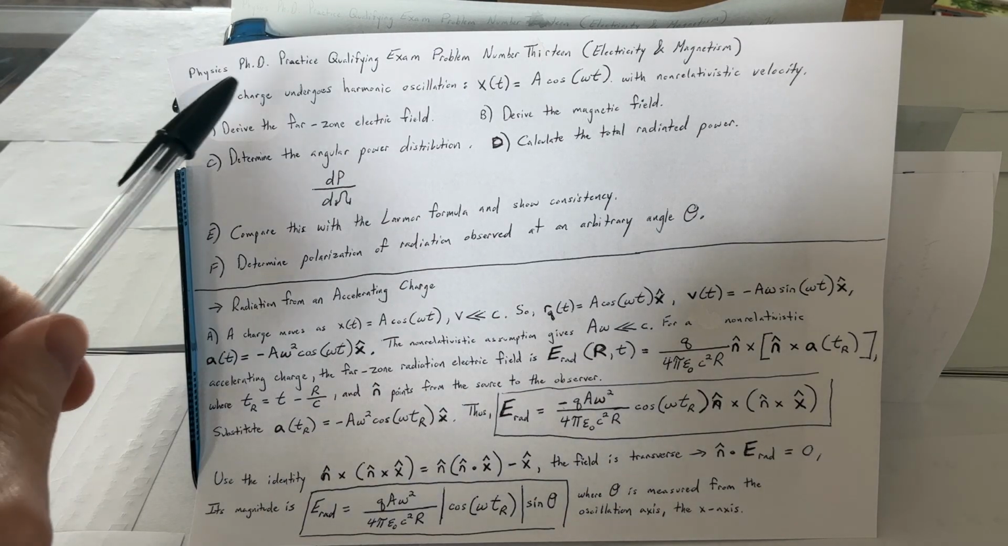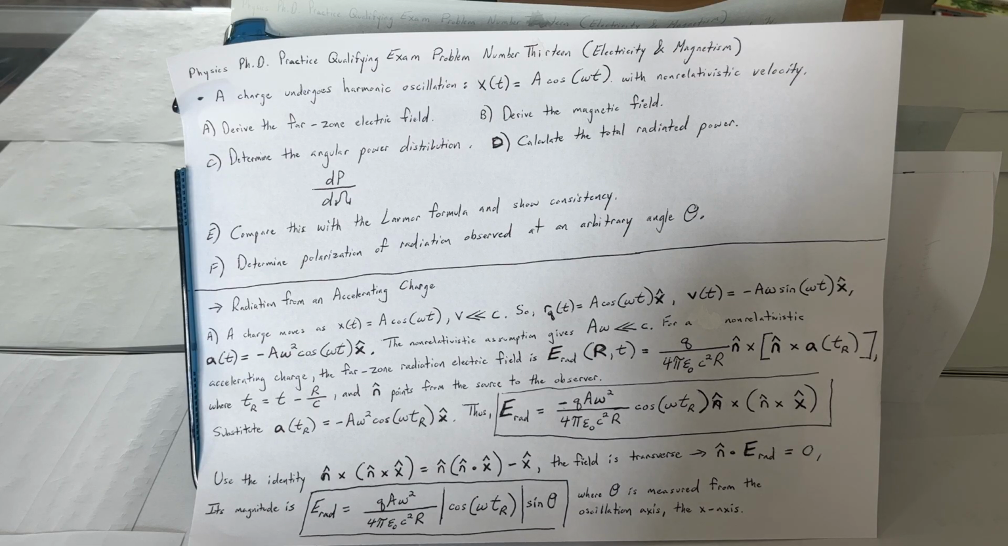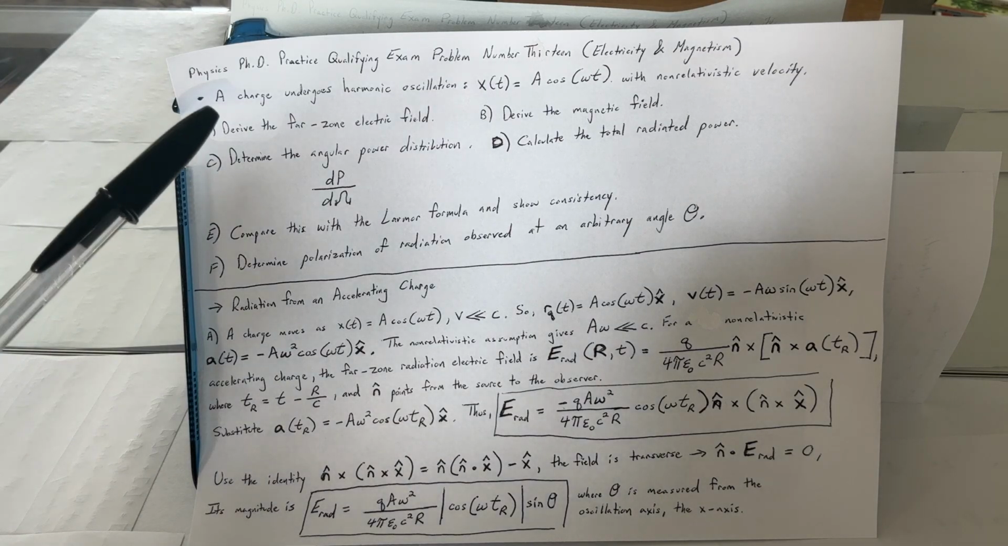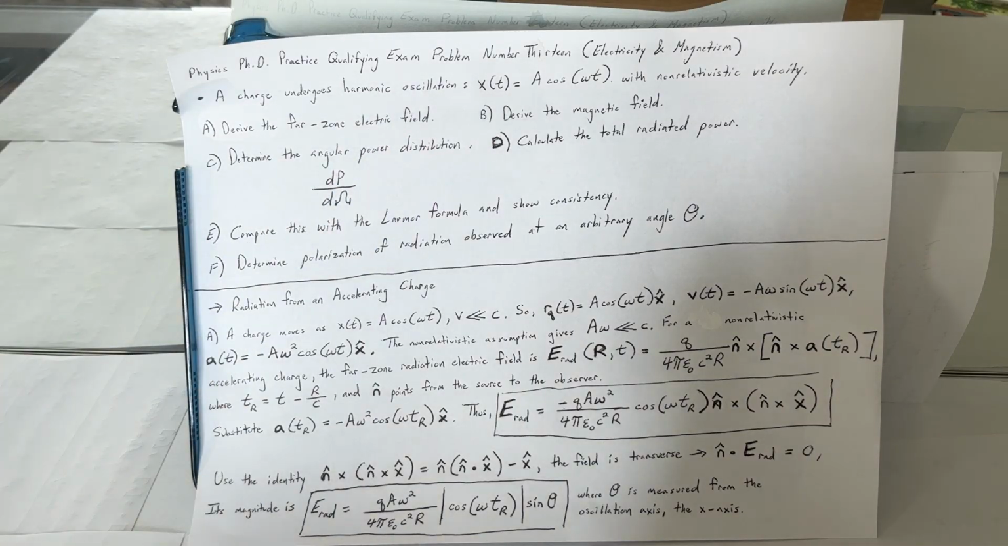So we have Physics Ph.D. practice qualifying exam problem number 13 in electricity and magnetism. So let's begin. A charge undergoes harmonic oscillation, x of t equals a cosine of omega t, with non-relativistic velocity.